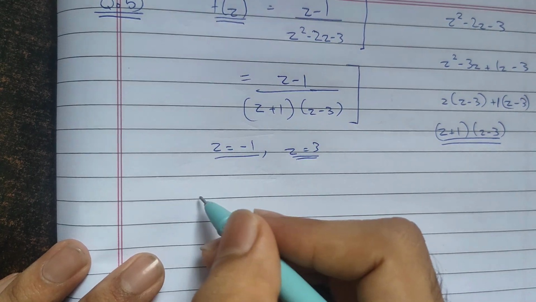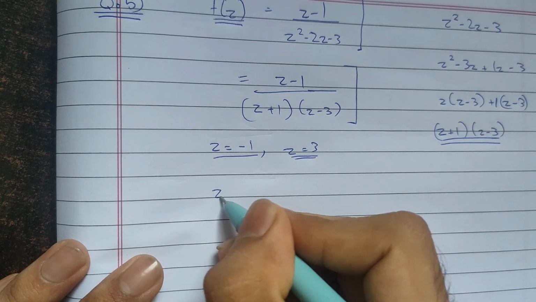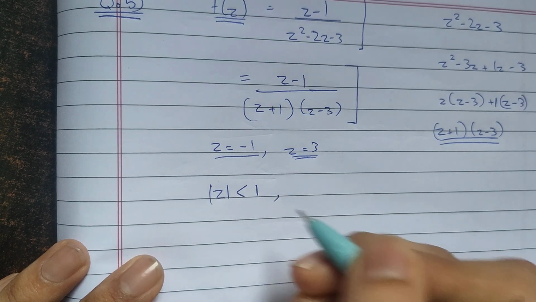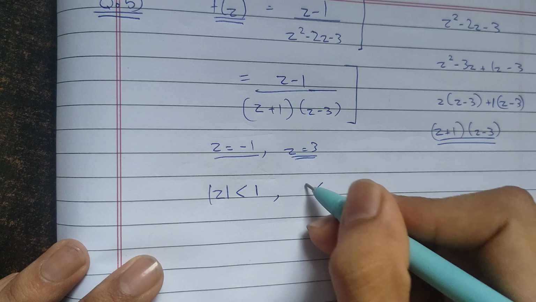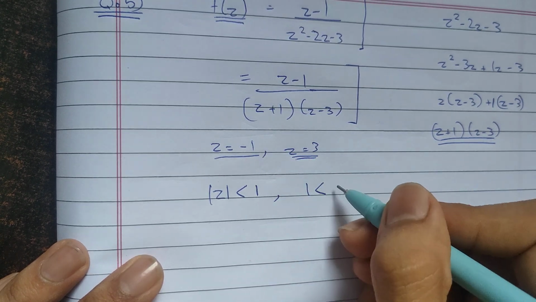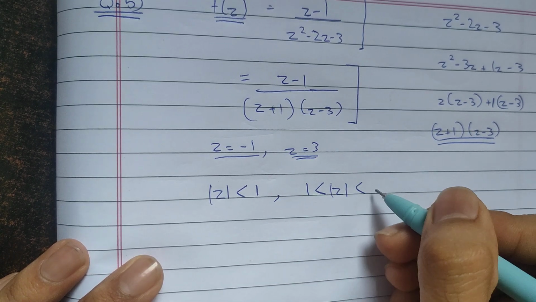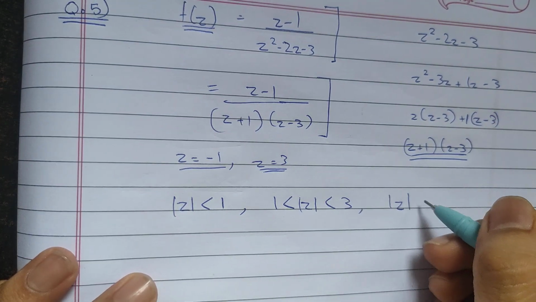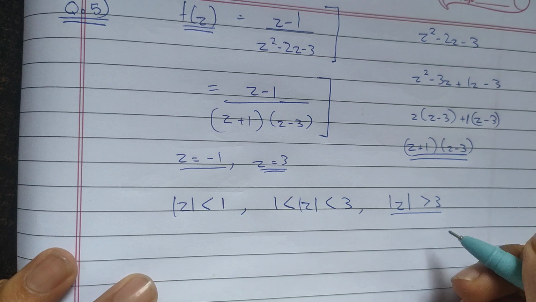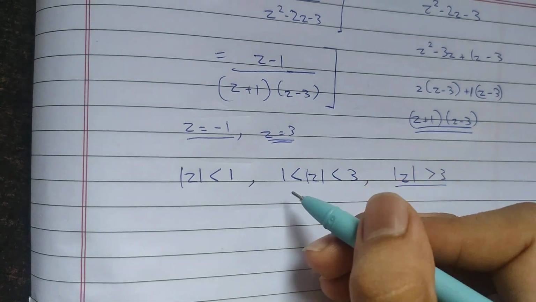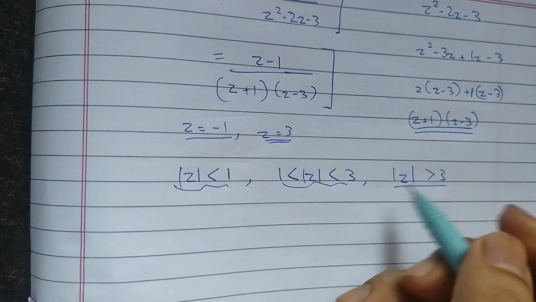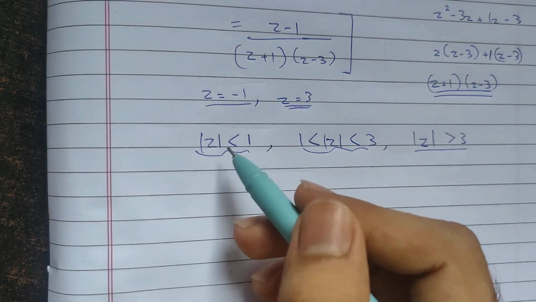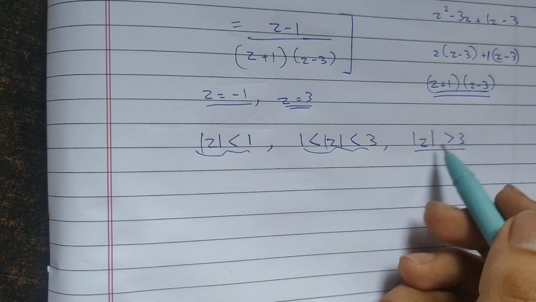That's the only reason. So case 1 would be mod of z is less than 1. Case 2 would be mod of z is greater than 1 and less than 3, like a sandwich of sorts. And the third case would be mod of z is greater than 3. Case 1, case 2, case 3. Now, when mod of z is less than 1, it is also less than 3, no?